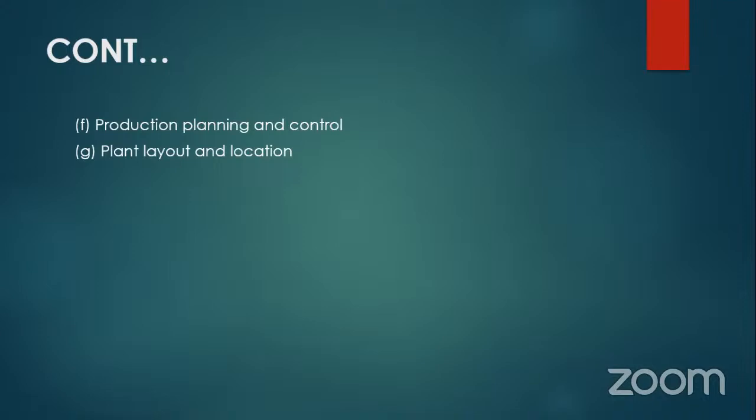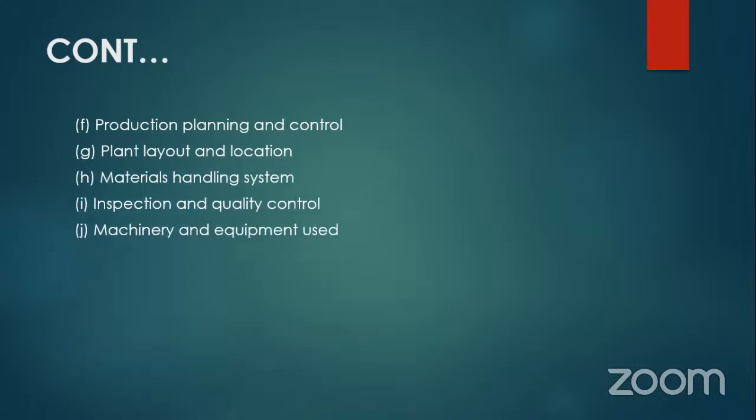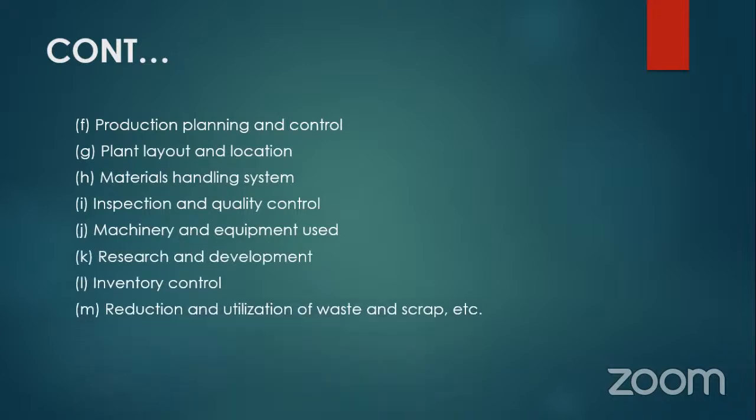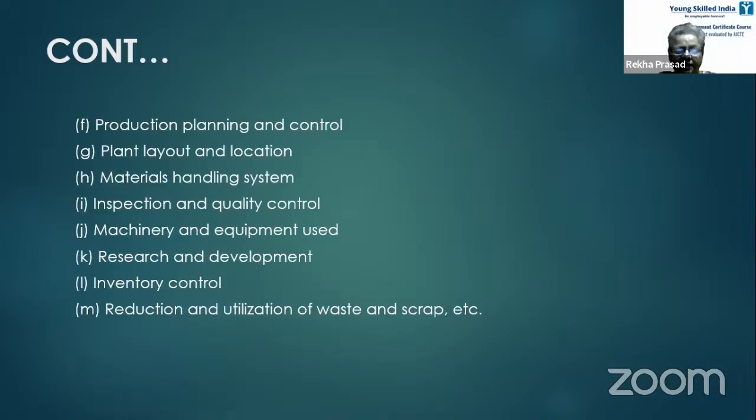Production planning and control, plant layout and location, material handling system, inspection and quality control, machinery and equipment used, research and development, inventory control, reduction and utilization of waste and scrap. So we'll be doing each one of them in more detail later on.